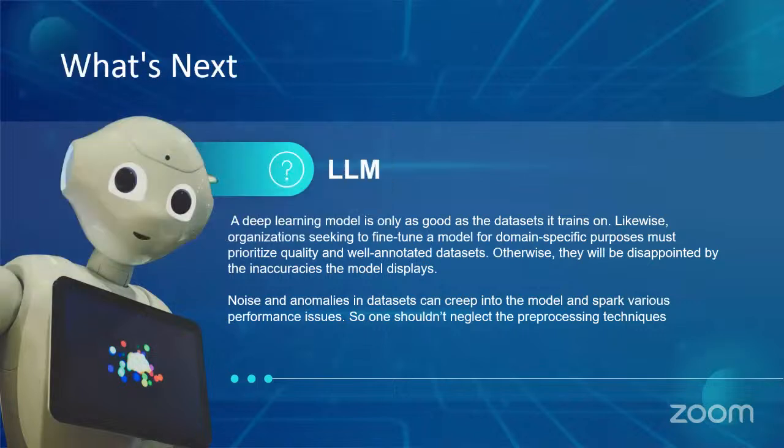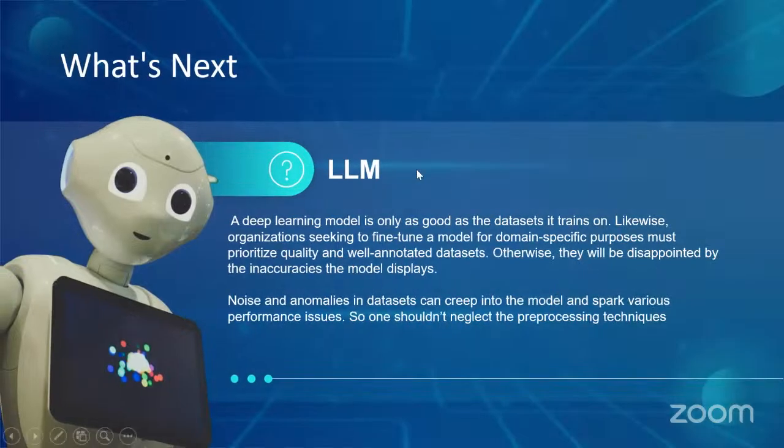Then we have understood that these are the ways which are lagging in terms of accuracies and other things. So what we can do is first balance our data sets. We should prioritize quality and well annotated data sets. Otherwise, it will be disappointing in terms of inaccuracies, and there will be more false positives. Noise and anomalies in the data sets can creep into the models and cause various performance issues as well.